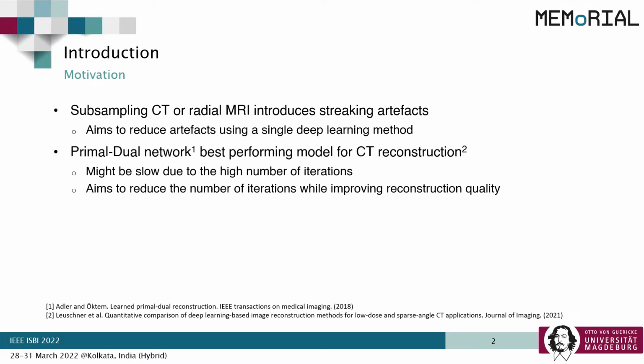Primal-Dual network, proposed in 2018, has been seen to be the best performing deep learning model for CT reconstruction, even in latest comparative studies performed in 2021. However, it might be slow due to the high number of iterations. This research aims to reduce the number of iterations while improving the reconstruction quality.